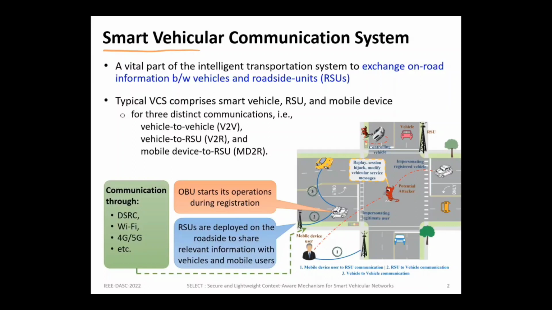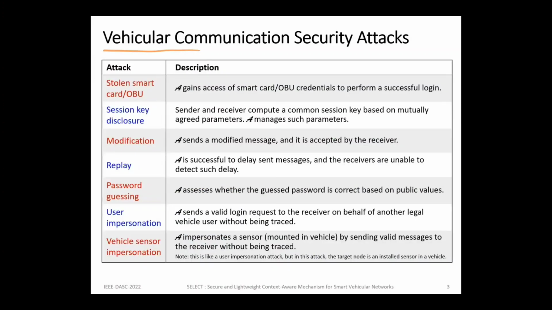All these communications are going to take place in public mode. That means an attacker can play with all such transmitted messages. It can change the data, it can hijack the session, it can modify the data and everything. So we have found some security vulnerabilities that are possible in this vehicular communication: stolen smart card or OBU, session key disclosure, modification, replay, password guessing, user impersonation, and vehicle sensor impersonation. Under all such attacks, the attacker tries to play with publicly transmitted messages and reveal some sensitive information, and through that sensitive information, it tries to perform some attack.